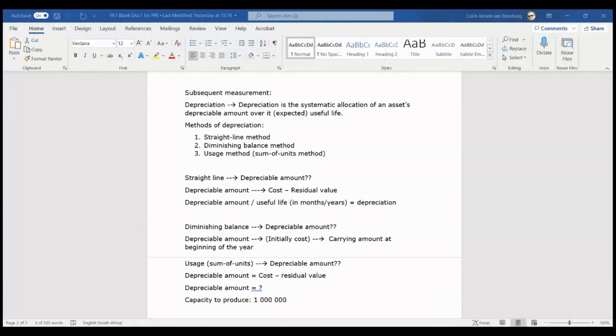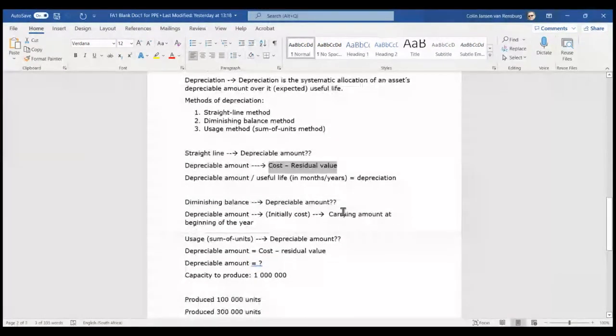Then, ladies and gentlemen, when it comes to your diminishing balance method, that is not the case. That is one of those fundamental differences. There it is not the case. Let me just go back to Word so that I can perhaps highlight a few things. Perhaps just before we step away from the straight line method, the depreciable amount divided by the useful life in months or years will then give us the depreciation. We'll come back to that when we do our practical questions.